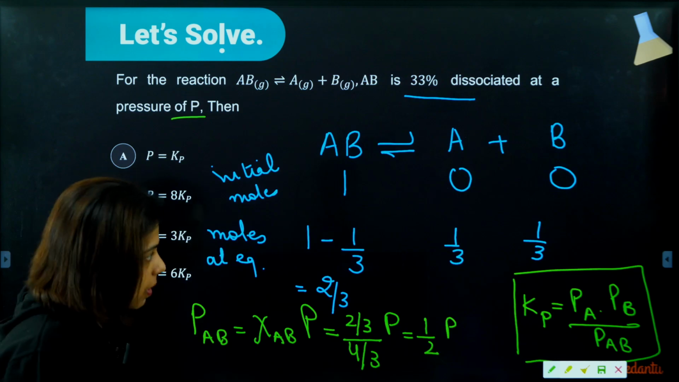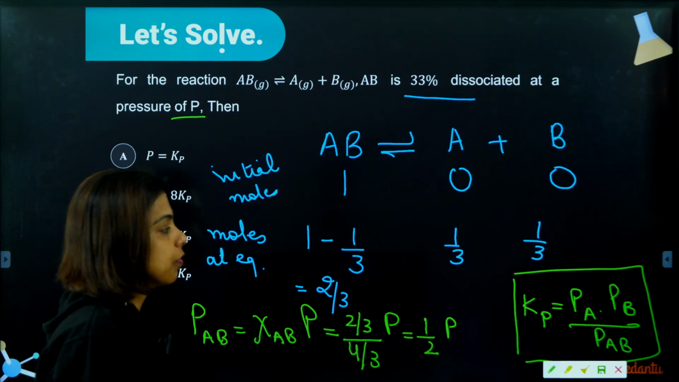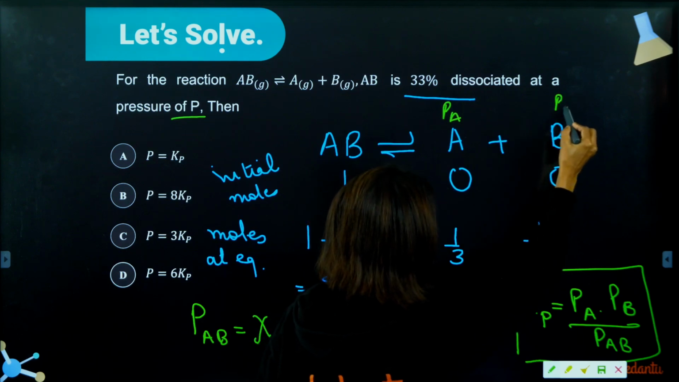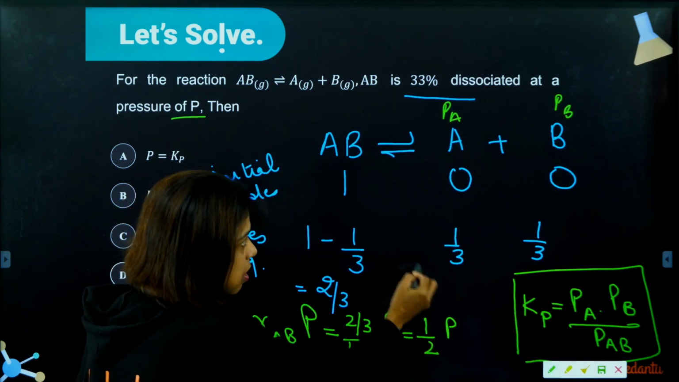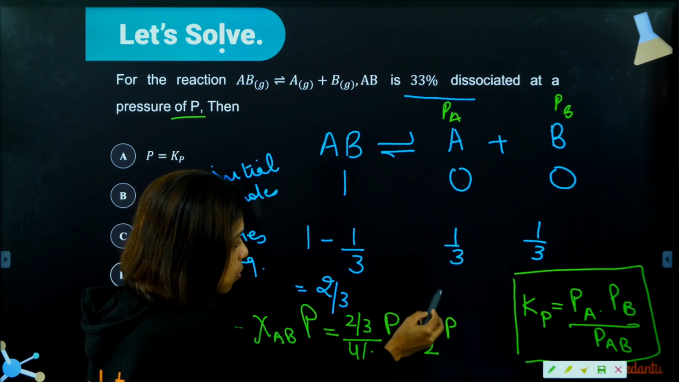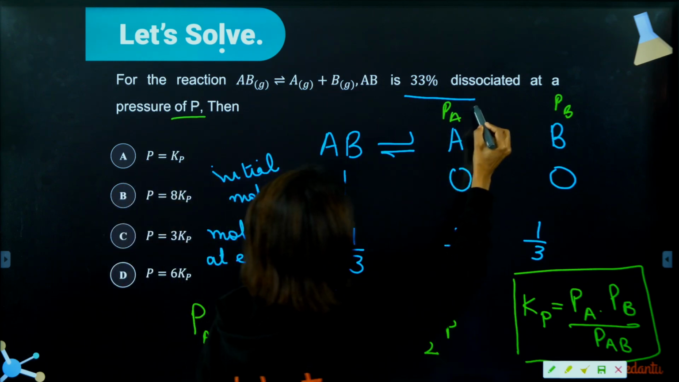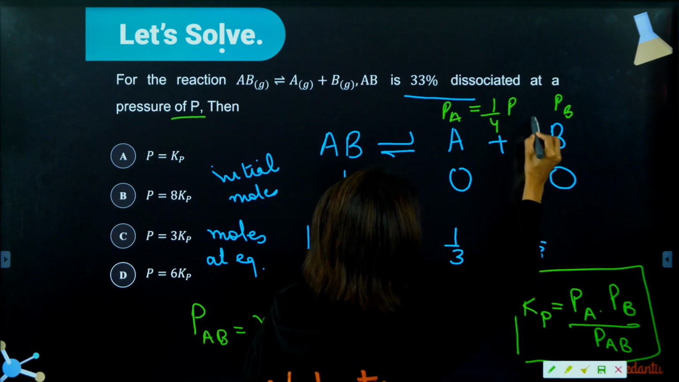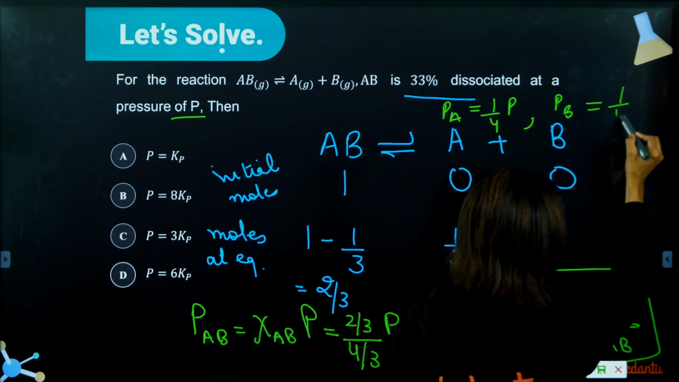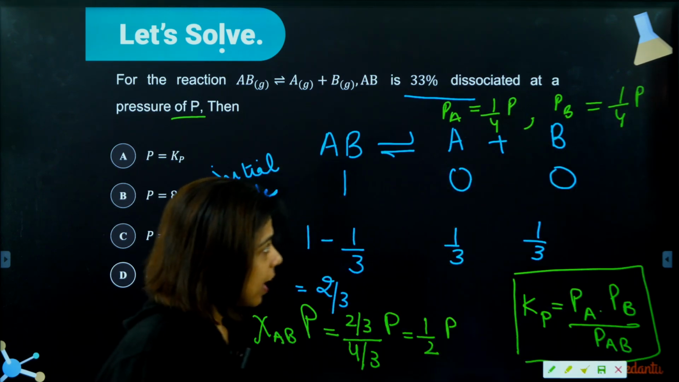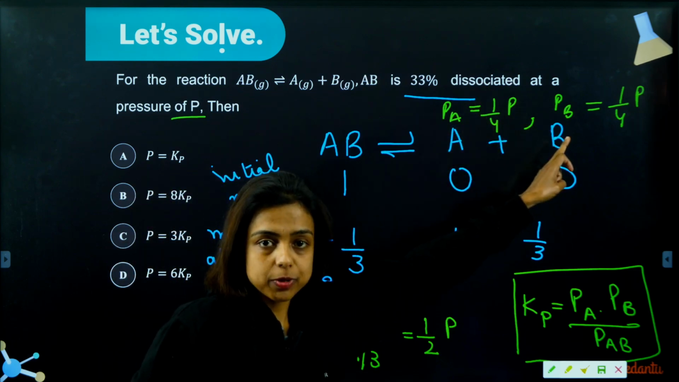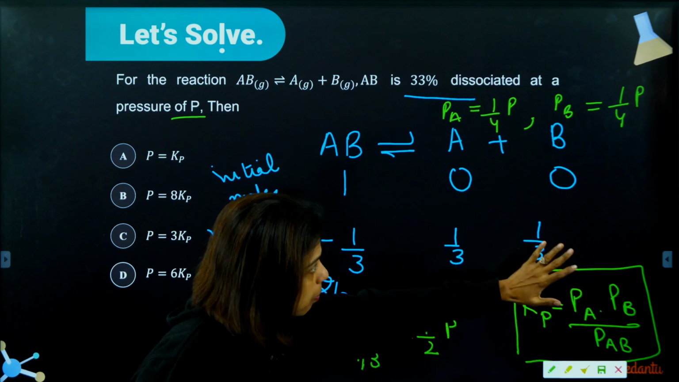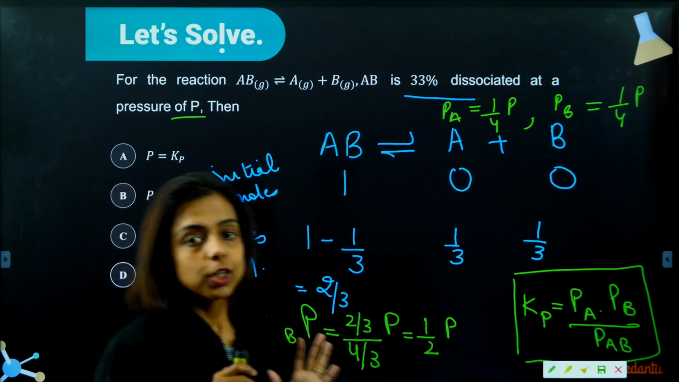Got it? And similarly, using the same Dalton's law, we can calculate the partial pressure of A and the partial pressure of B at equilibrium, right? So moles of A, that is 1 by 3, divided by total moles, that is 4 by 3. So we have 1 by 4 P, and also the partial pressure of B is 1 by 4 P. So now I have the partial pressure of A, of B, and of AB. Simply putting these values in this relation, you will get your answer.